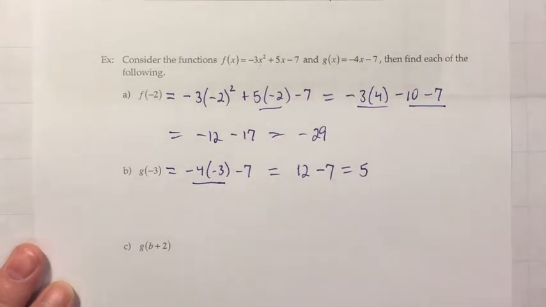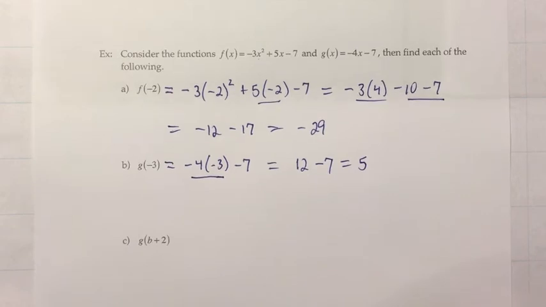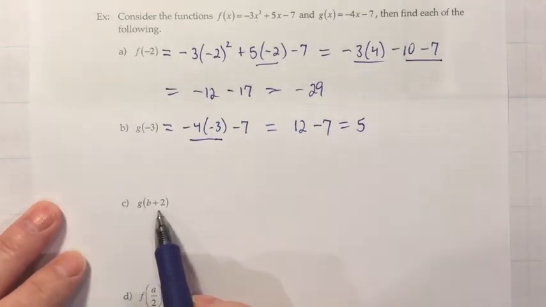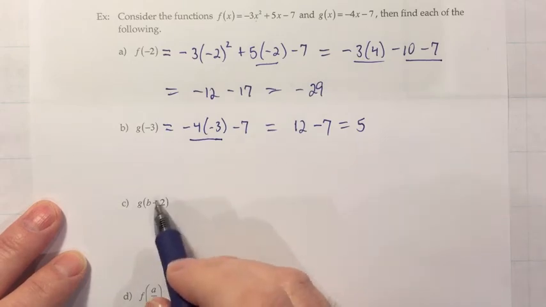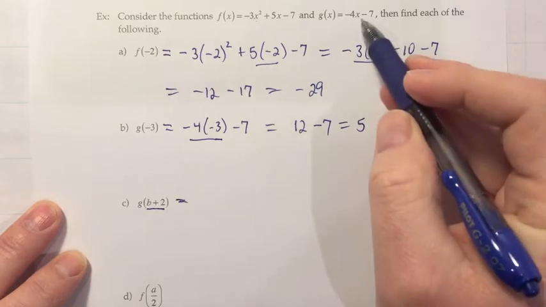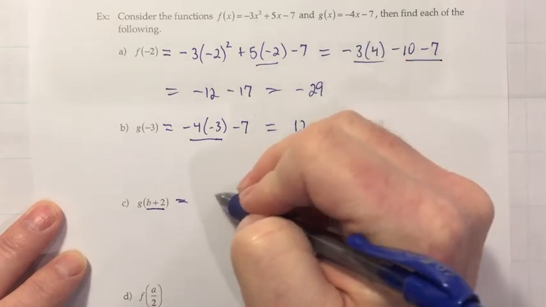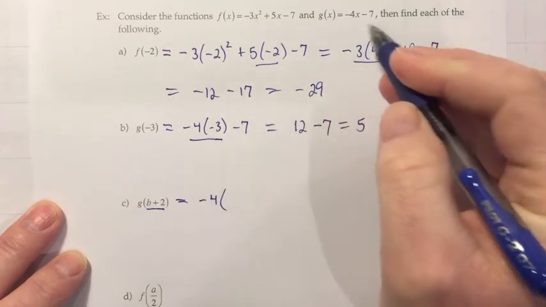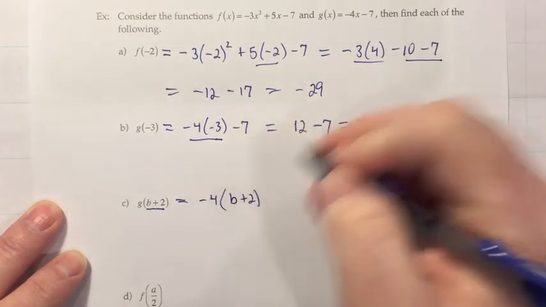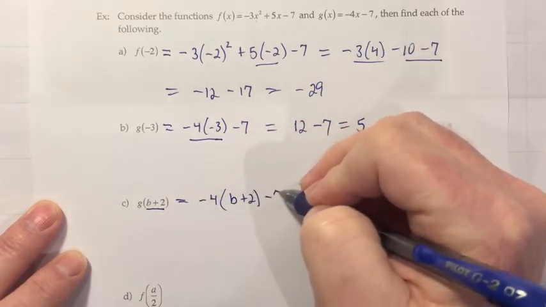And then just to make sure we get that idea down, we'll do one that looks a little bit weird. g of b plus 2. If they're replacing the x by b plus 2, we would do the same thing in that function. So we're going to write negative 4, and then it's supposed to be that x, but we're going to substitute this b plus 2, and then copy the rest of the function, minus 7.